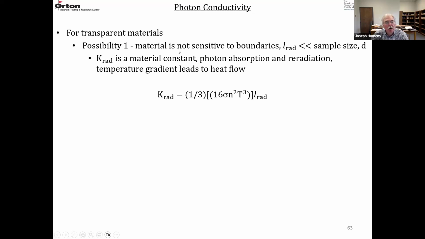Case 2 really applies to pores in refractory or ceramic materials. In possibility 1, materials are not sensitive to the boundaries. The mean free path of the radiation is much smaller than the sample size D, so K radiation becomes a material constant. Photons are absorbed and re-radiated. You have a temperature gradient, and that's going to lead to heat flow. This is the equation we derived for K radiation in a transparent material, and it applies to the case where the mean free path is smaller than the sample size.